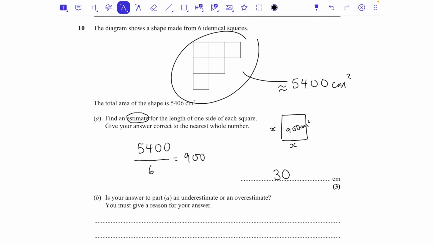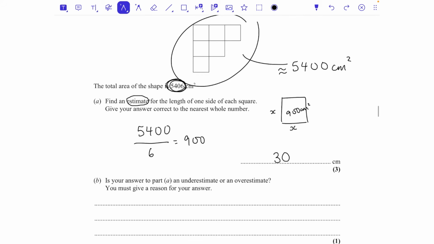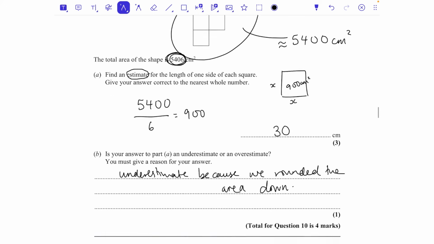Is your answer to part A an underestimate or an overestimate? Well, what did we round? We took the area and we rounded it down. We said that the area of this was actually less than it is. So we therefore are going to get an answer that's a little bit too small. So our answer is an underestimate because we rounded the area down. So when you're estimating on the non-calculator paper, just make the numbers nice and easy to work with.